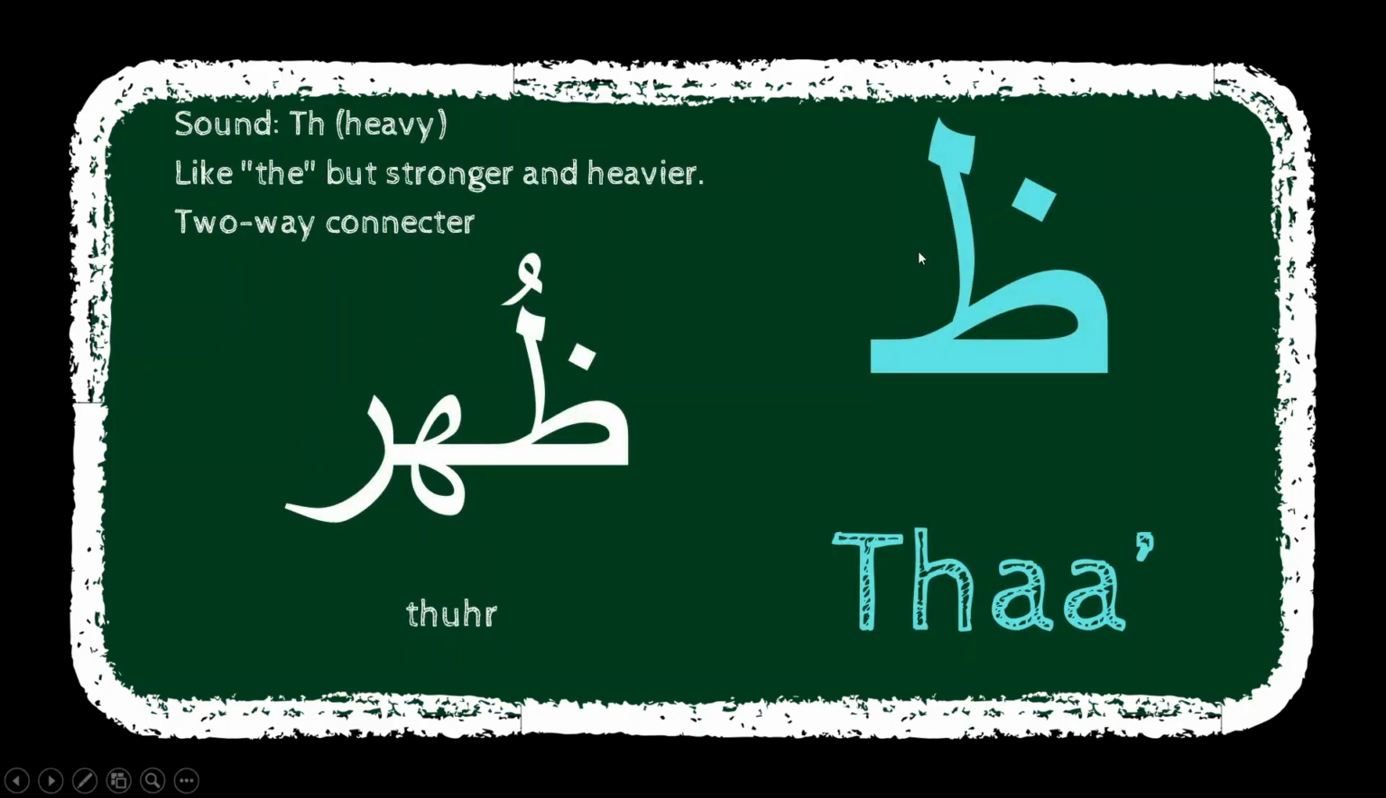The next letter is za, and this is also a heavy letter, and it's also unique to Arabic. It's like the pronunciation of the th in the, but a little heavier and a little stronger. Okay, and this one, we pronounce it as za. And this word here, because we have the damma on top, we will pronounce it as zuhr. Zuhr.